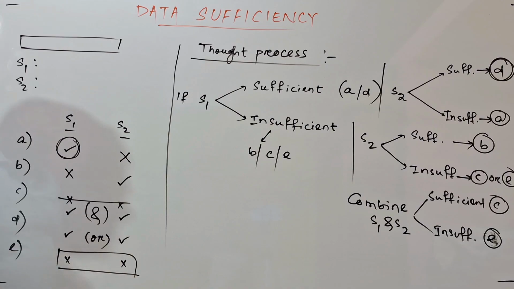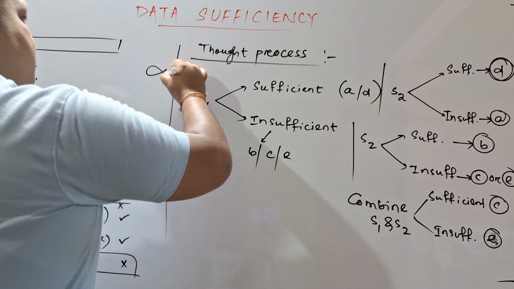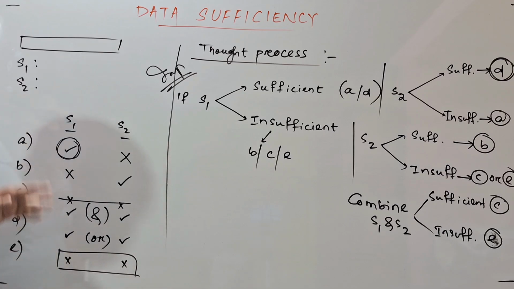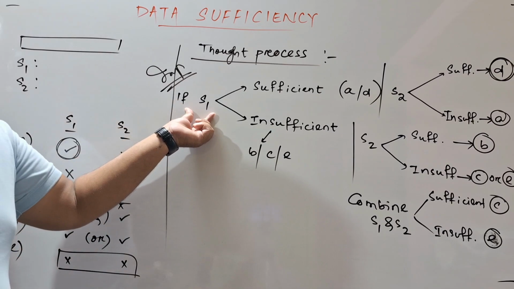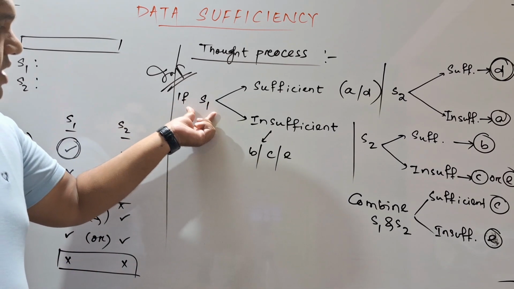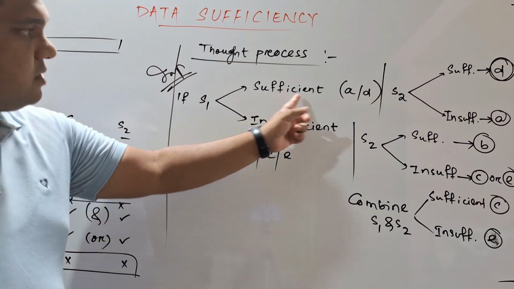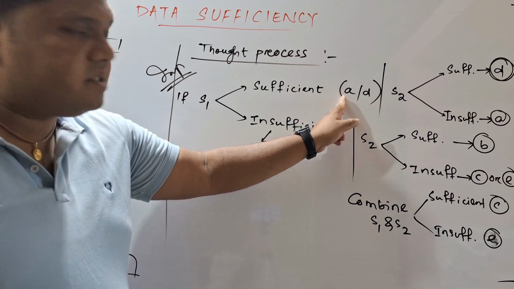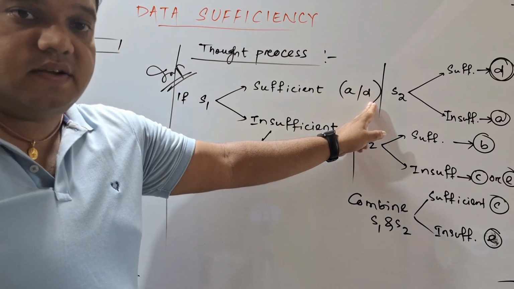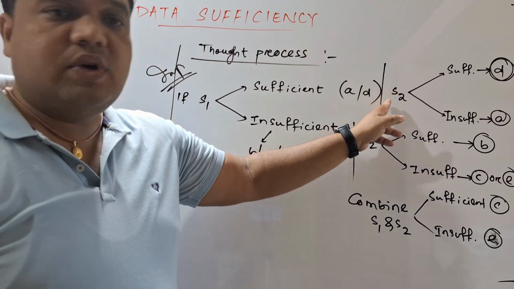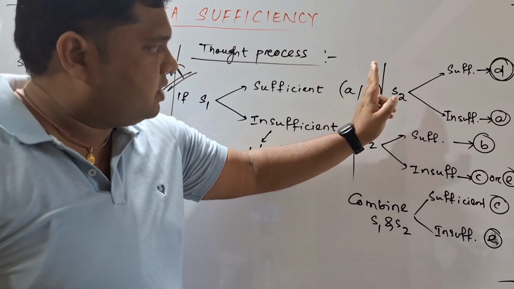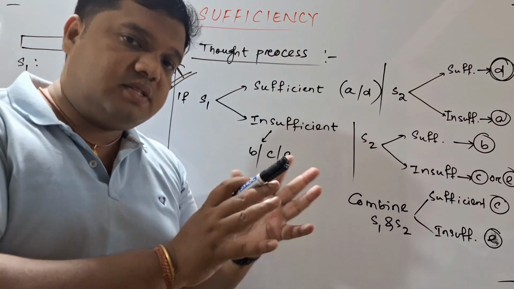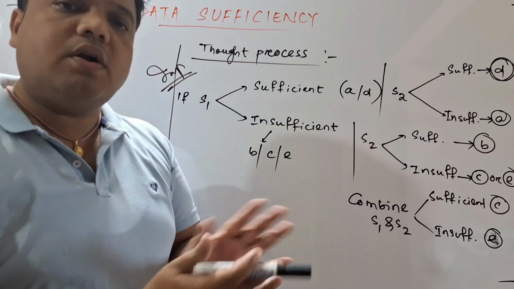Flow understood? This flow is very, very important. Once again, these are the options given in DS. First of all, we have to evaluate statement 1. If statement 1 is unique, meaning sufficient, then we have two options: either option A is correct or option D is correct. Now who will decide? Statement 2 will decide. Statement 2, again you evaluate. Again you have two choices: either sufficient, meaning statement 2 alone is unique, or not unique.